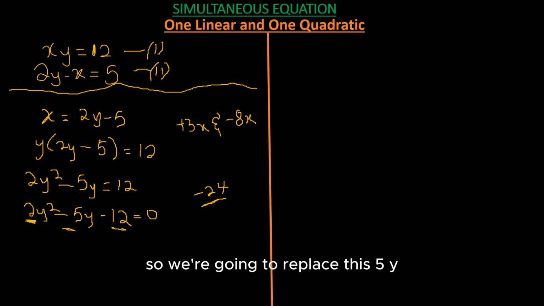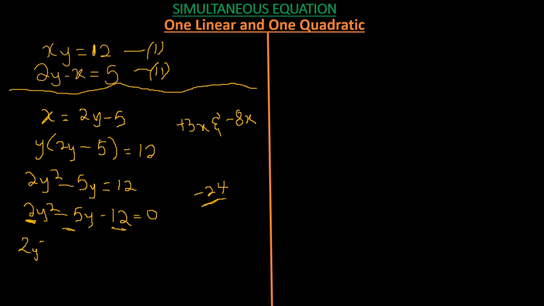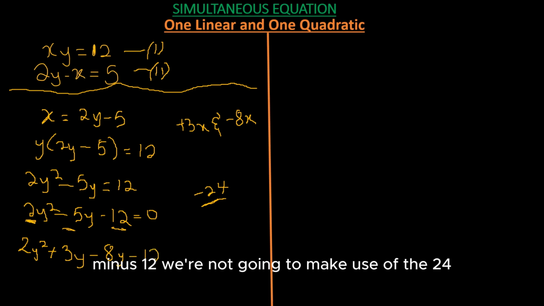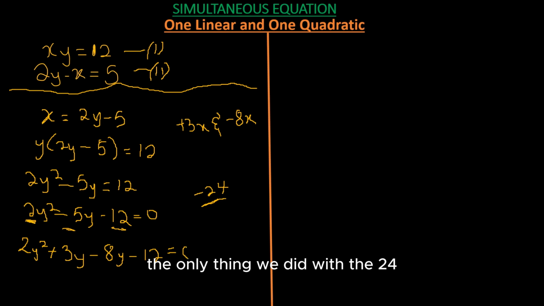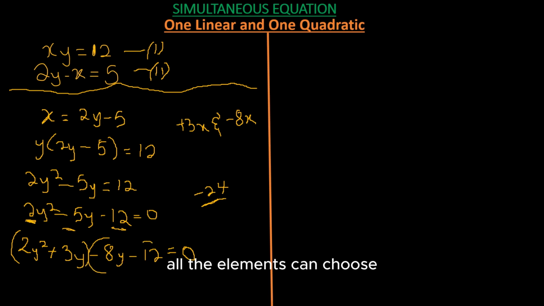Okay, so we're going to replace this negative 5y with these two factors. So that we're going to have 2y squared plus 3y, then minus 8y minus 12. We're not going to make use of the 24. The only thing we did with the 24 was to use it to get the factors. So we're not bringing it into the equation. So now that we have 4 elements, we can bracket all the elements in 2's.